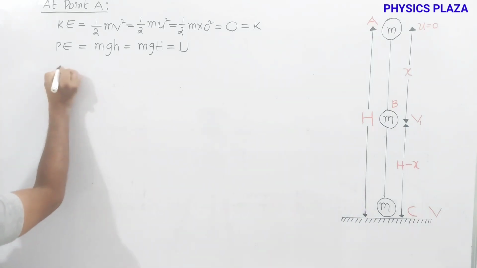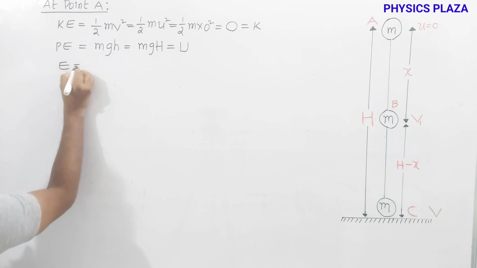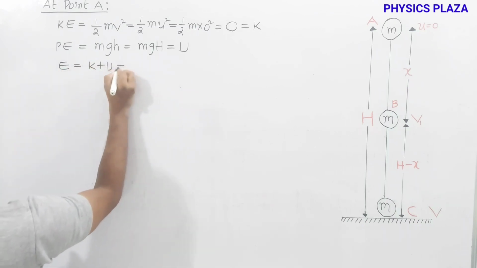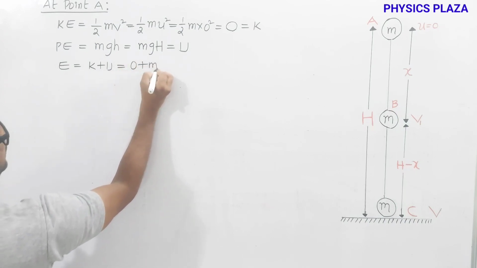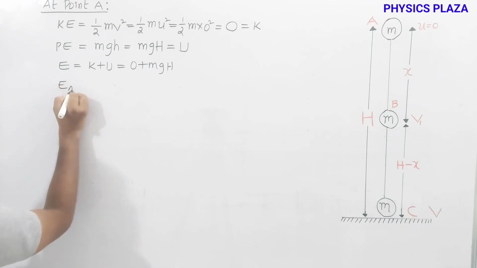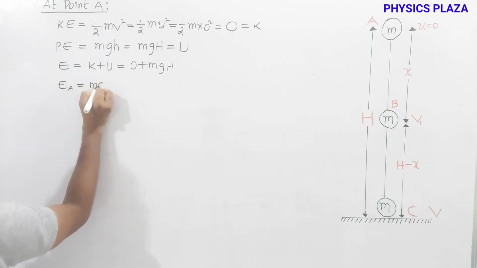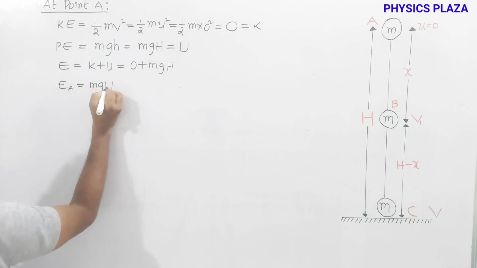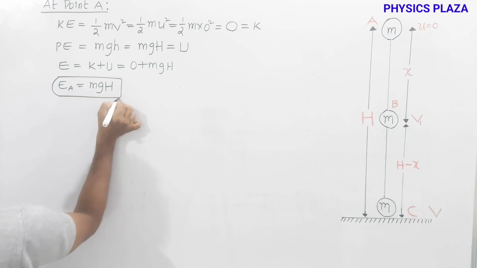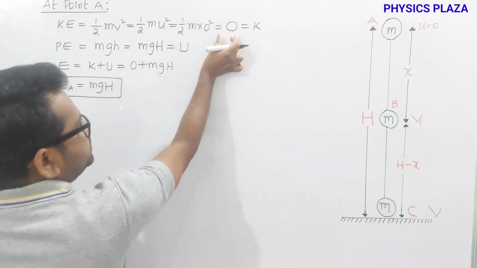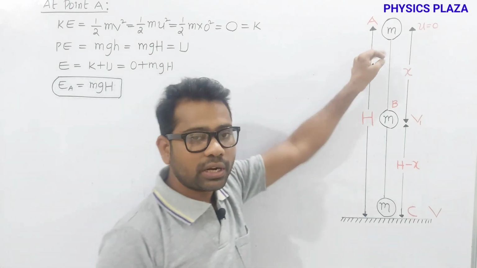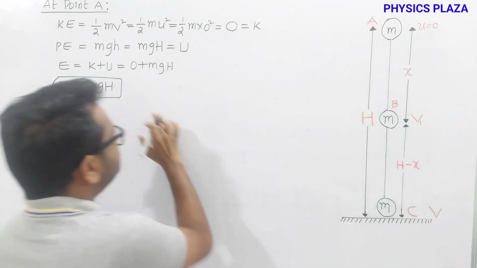So, children, we know that mechanical energy E is equal to the sum of kinetic plus potential energy. Now, you can add: this will be 0 plus mgh. So, mechanical energy at point A will be mgh. This is what we got. Potential energy is this much, kinetic energy is this much, and the total energy, that is, mechanical energy at point A, is how much, children? mgh.